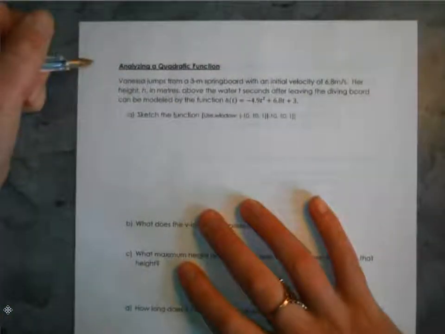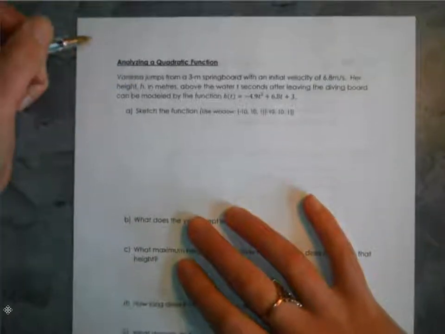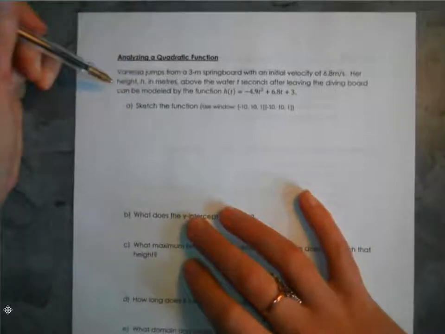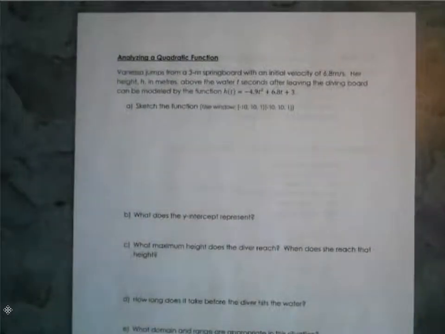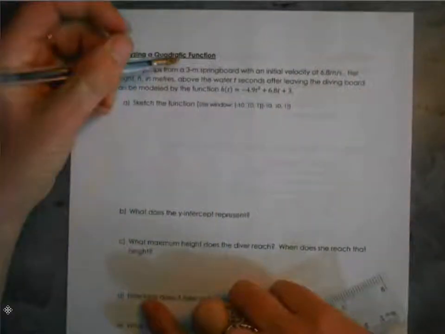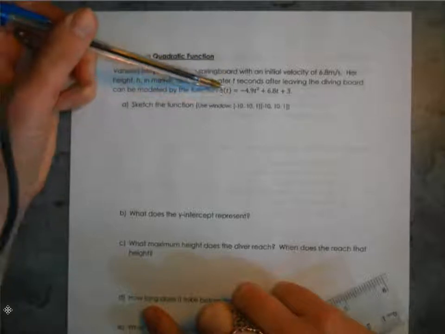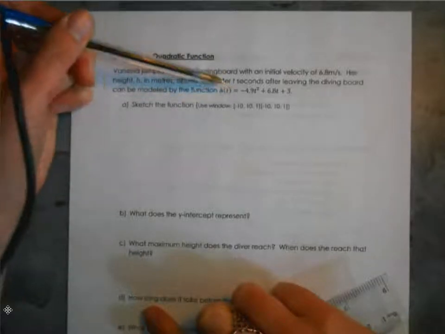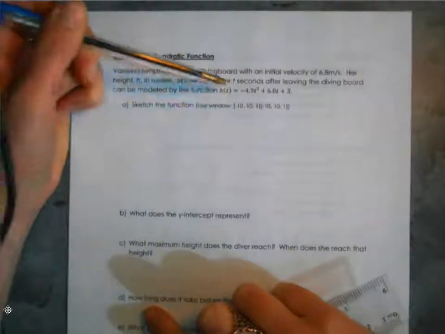Oh yeah, we've got just a couple more questions. So here's where we're going to actually look at analyzing these as if we're using real life situations. So we can start to see how these quadratic functions apply to real life. So in this one we have Vanessa jumping from a 3-meter springboard with an initial velocity of 6.8 meters per second. Her height in meters above the water t seconds after leaving the diving board can be modeled by the function height, right? So her height is a function of time, which makes sense, right? However much time is passing is how she's going to be moving through the air.